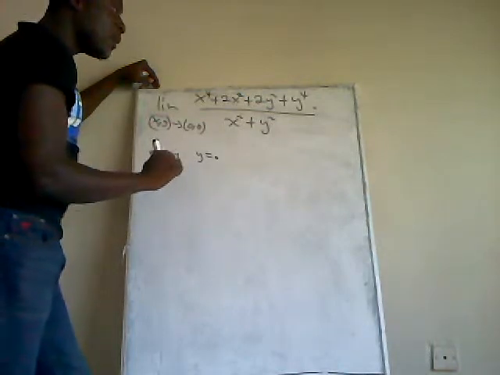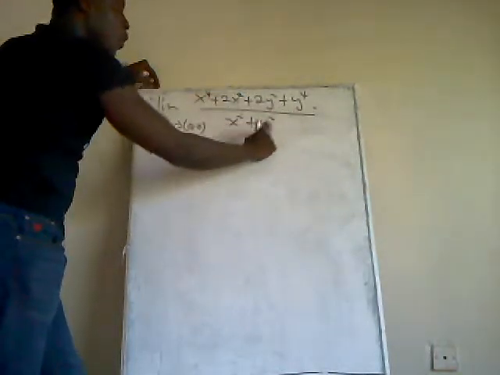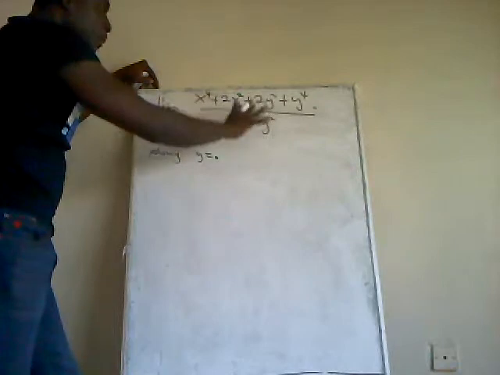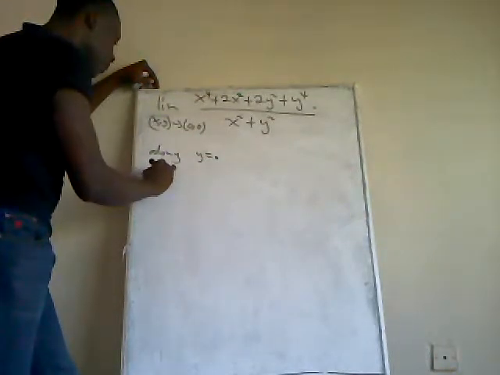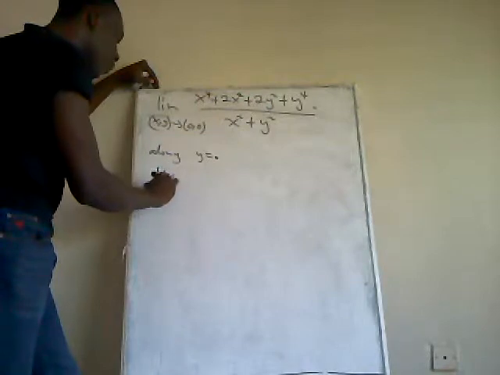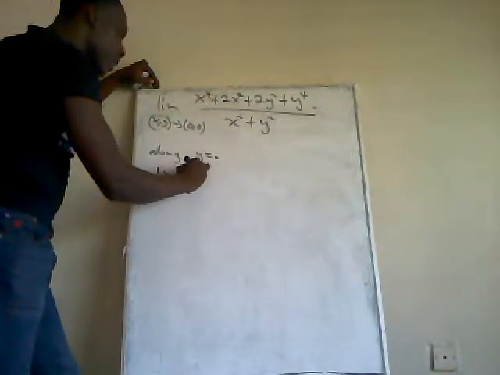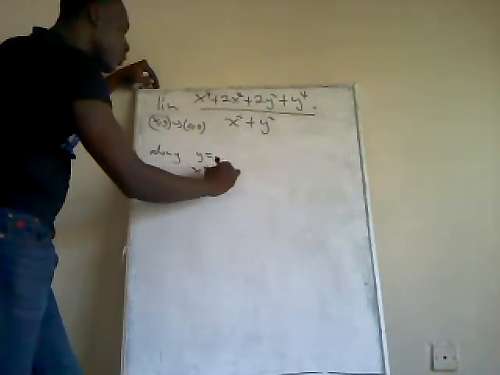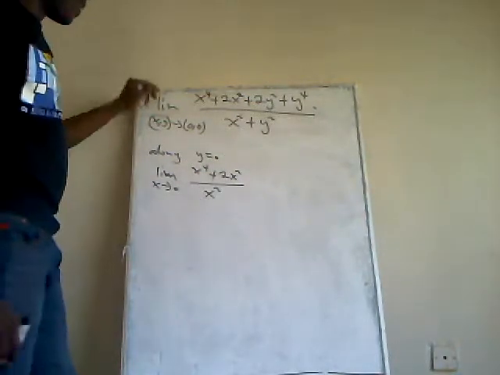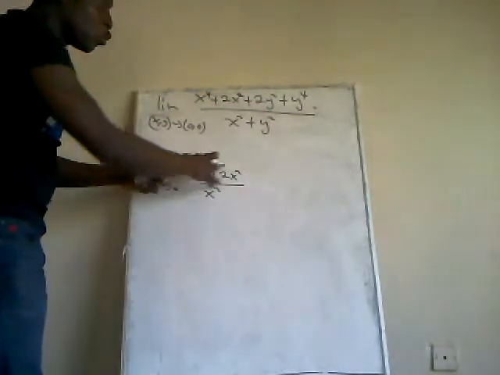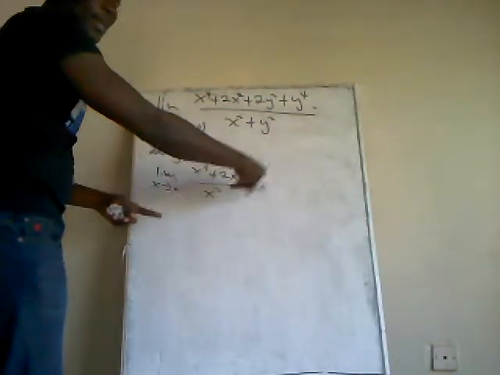Now if y is 0, in place of all y's, I put what? 0, and it becomes only a function of x. So I write the limit as x approaches 0 of (x^4 + 2x^2) all over x^2. Now, when we factorize x^2 out from the top and from the bottom, they will cancel out nicely.